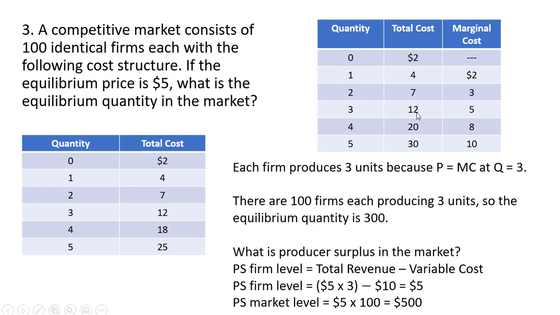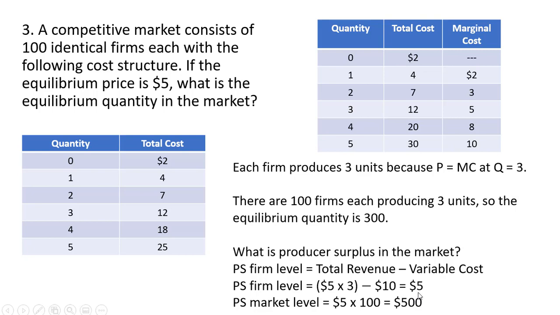3 units of output minus the fixed cost. And in this problem, the fixed cost is $2. I know that because at 0 units of output, total cost equals fixed cost. So again, in this problem, fixed cost is $2. So to back into variable cost at 3 units of output, I'm going to subtract 2 from this 12. So at the firm level, producer surplus is $5.